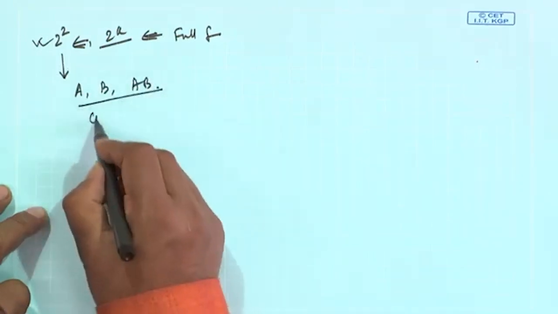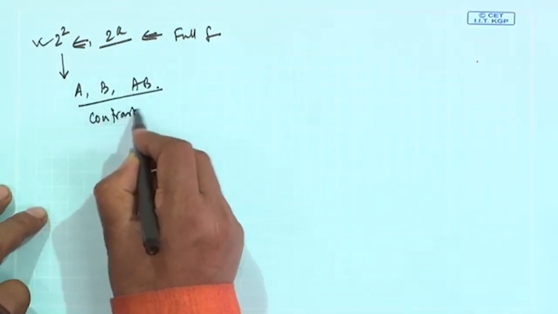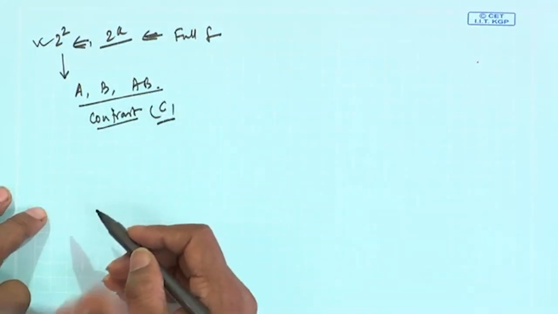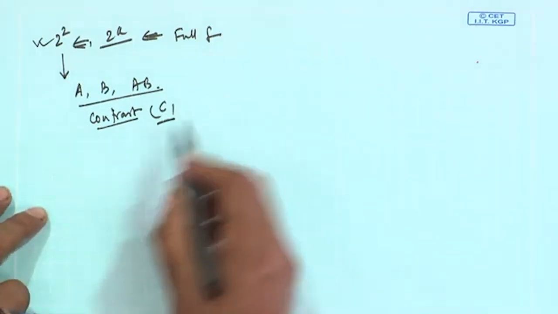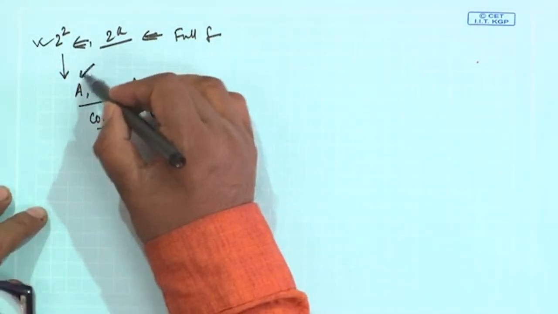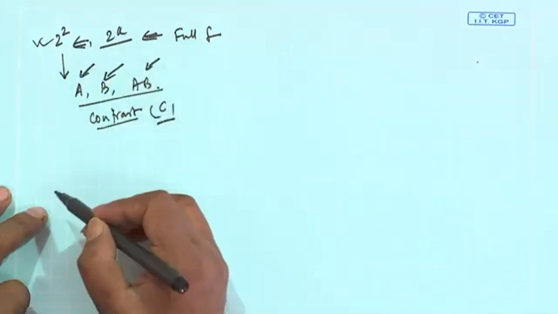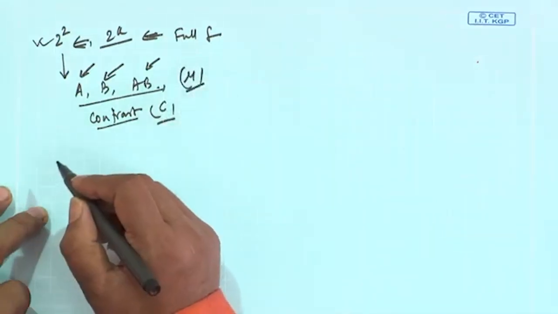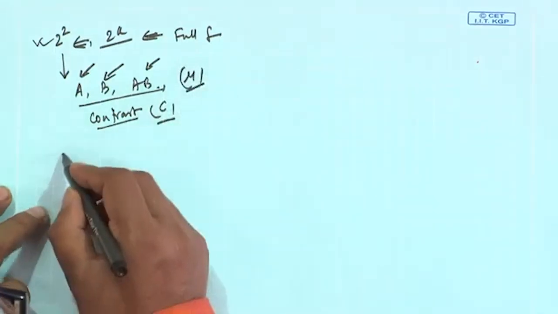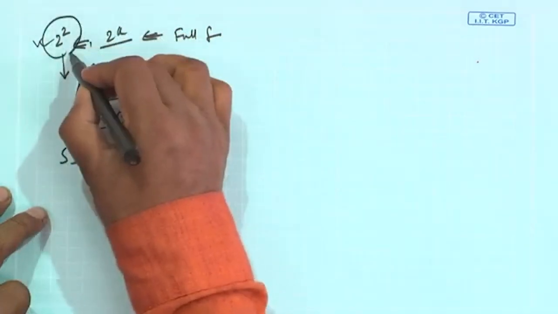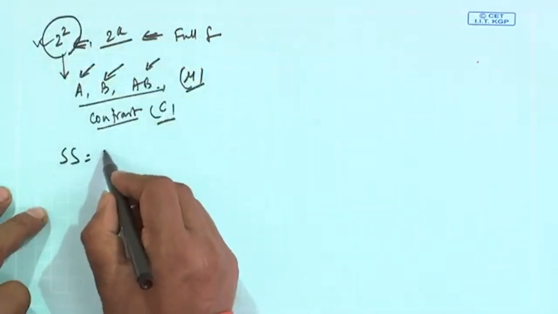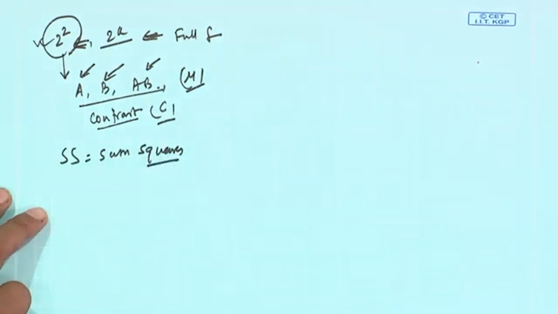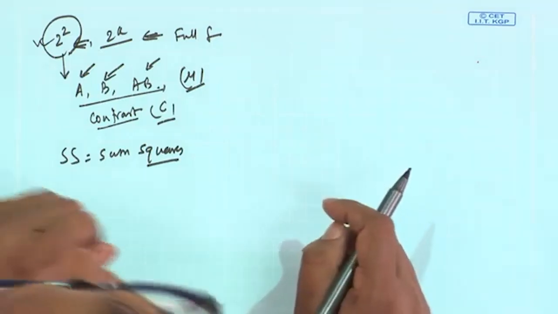We have seen another important thing called contrast, which we will denote by C. Okay. So, now you know how to compute A, B and AB. Also, I will tell you how to compute mu later on, that is the grand mean. And now, we will see, with reference to the 2 to the power 2 design, how to compute the sum of squares.